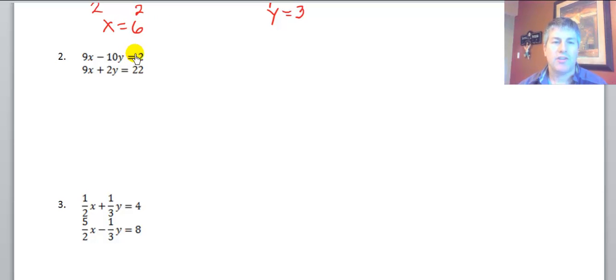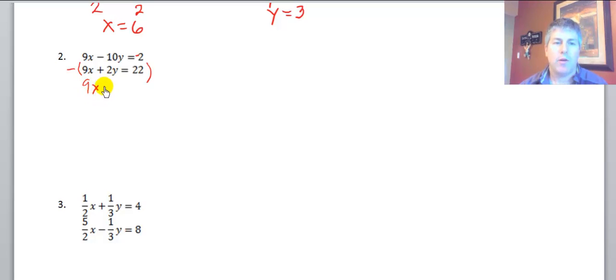We'll do the second one. I'm going to change this one a little bit. We're going to make that a negative 2. So we have 9x minus 10y equals negative 2, and 9x plus 2y equals 22. Well, here we have equal coefficients, but they're not opposites. So I'm going to multiply this entire bottom equation by negative 1, or I'm going to subtract it.